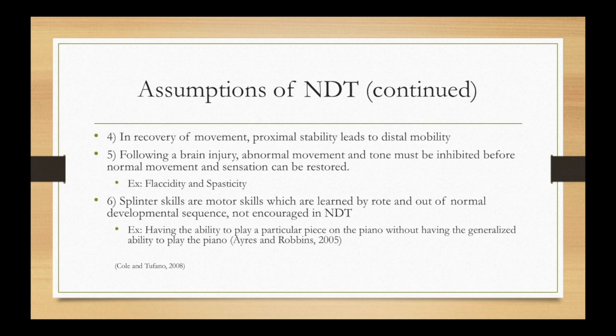6. Splinter skills are motor skills which are learned by rote and out of normal developmental sequence. These are skills that are mastered before they are developmentally expected and are not recommended in NDT. An example of a splinter skill would be the ability to play a particular piece on the piano without having the generalized ability to play the piano.